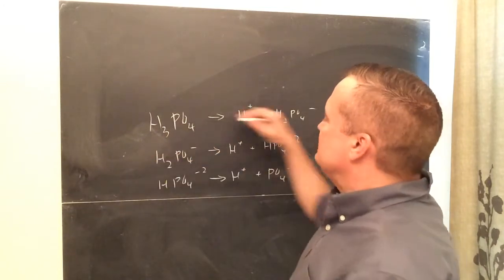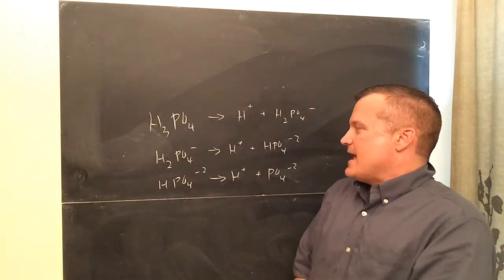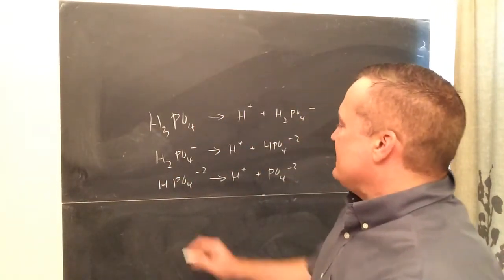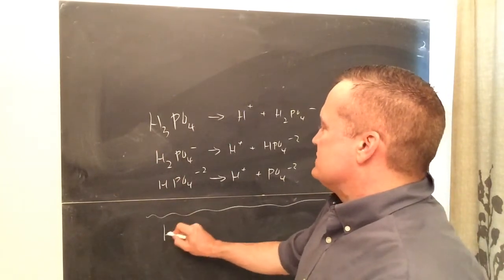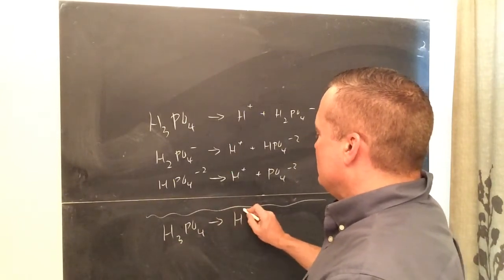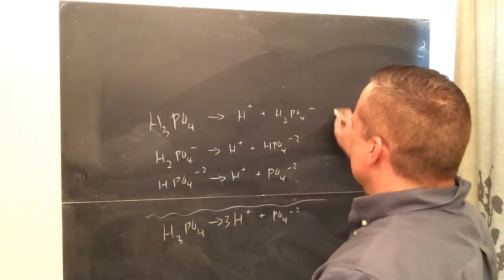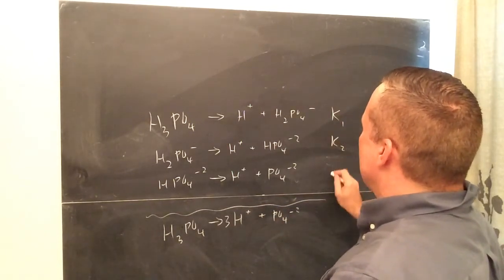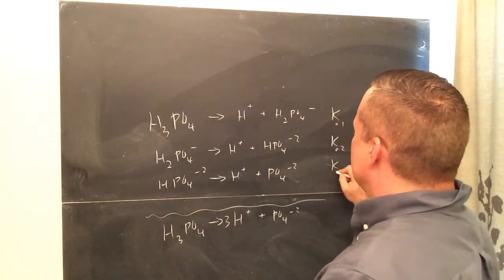Well, all of these have different Ka values, each one Ka1, Ka2, and Ka3. Anyway, that's all I'm going to really say about that. I will say that you can also add this as a system of equations. You could say H3PO4 could break down into 3H plus and PO4 negative 3. So this has a K, that has a K, we'll call it K2, that has a K, Ka1, Ka2, Ka3.